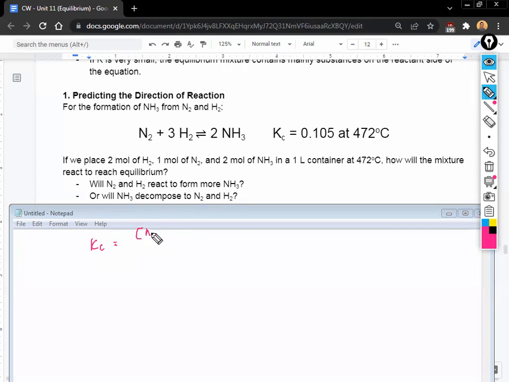Okay, so if you're confused, this is going to be your equilibrium constant expression, the formula. And so you're just going to plug in your numbers and see which side equilibrium is going to lie.